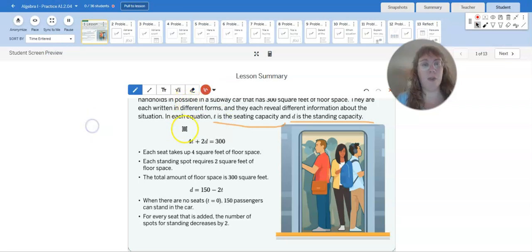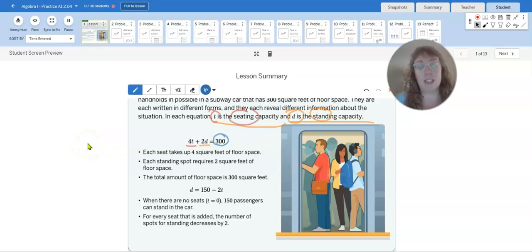So for the first one, we have 4t plus 2d equals 300. T is seating, so each seat takes up 4 square feet of floor space. And D is standing, so each person standing requires 2 square feet of floor space. The total amount of floor space is 300, so we have that number 300 that it's equal to.